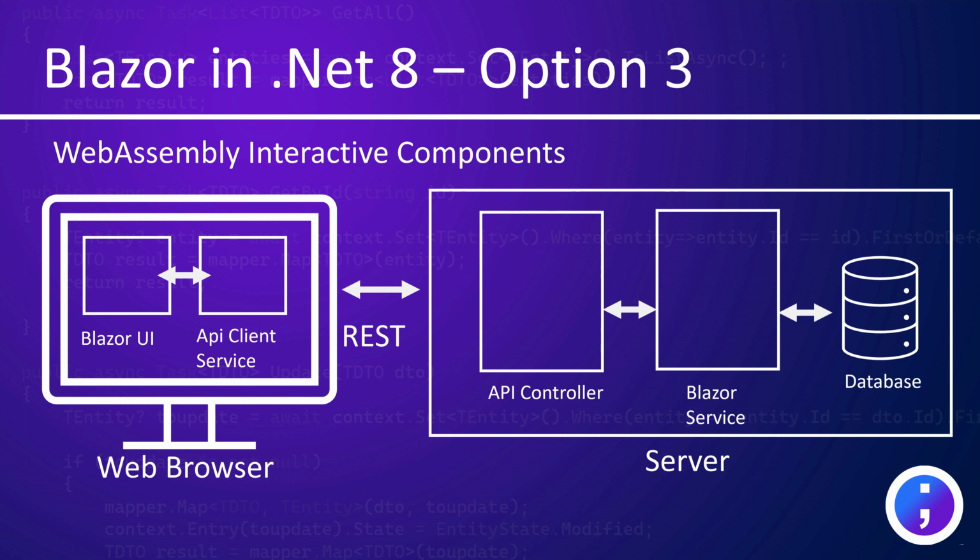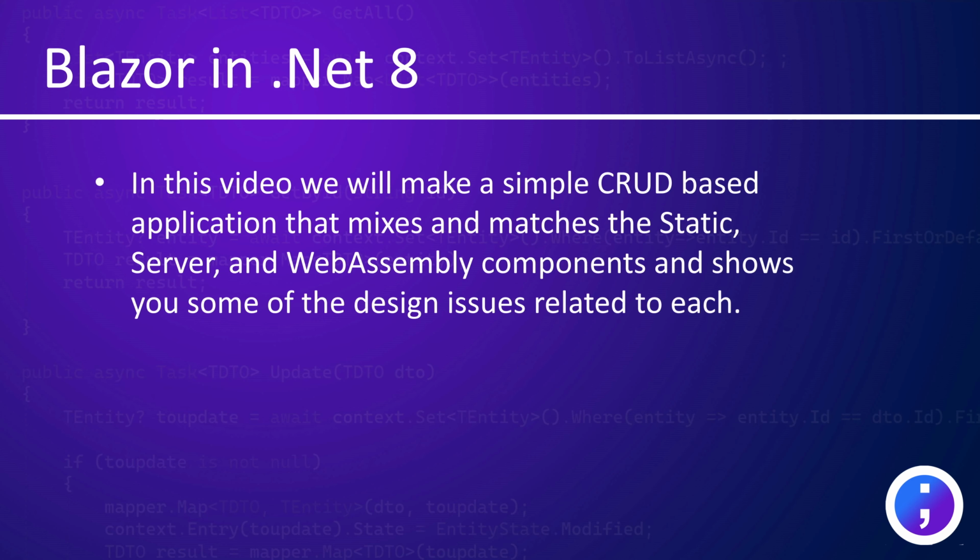Now what's great in .NET 8 is that you can mix and match these on pages or sub-components on pages based on the way you'd like to use them. In this video, I'm going to go ahead and make a simple CRUD-based application that will show the use of Blazor Server, Blazor WebAssembly, and the automatic switching between the two, and some of the issues that arise in doing that, and how Blazor has solved them.